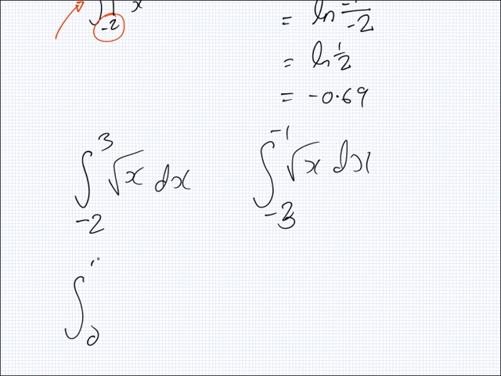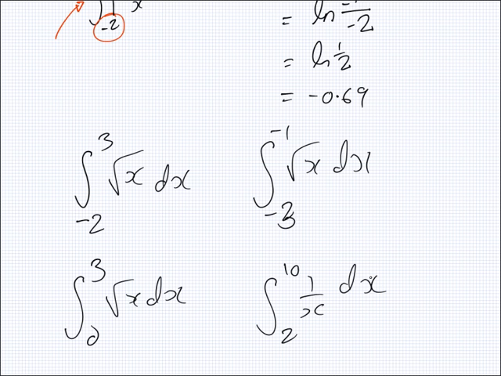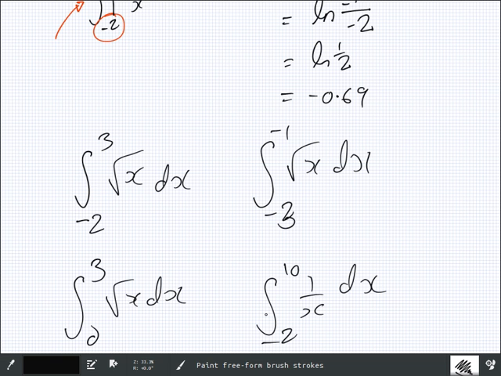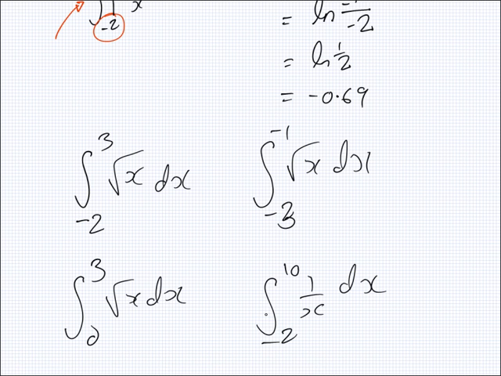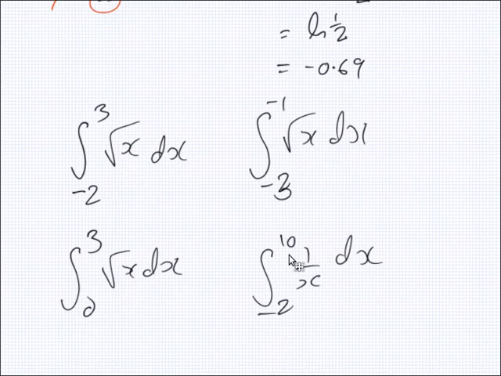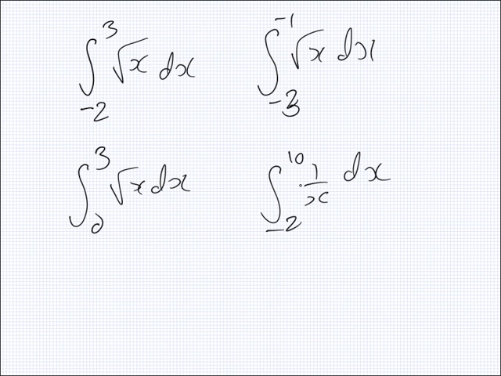What about 0 to 3 of root x? Proper. Okay. What about 2 to 10 of 1 over x dx? Proper. And then -2 to 10? Improper. You see what's happening here? Let's try cube root x dx.